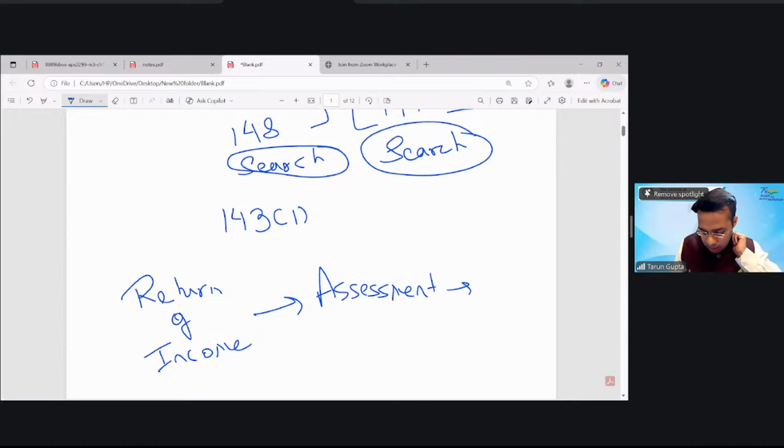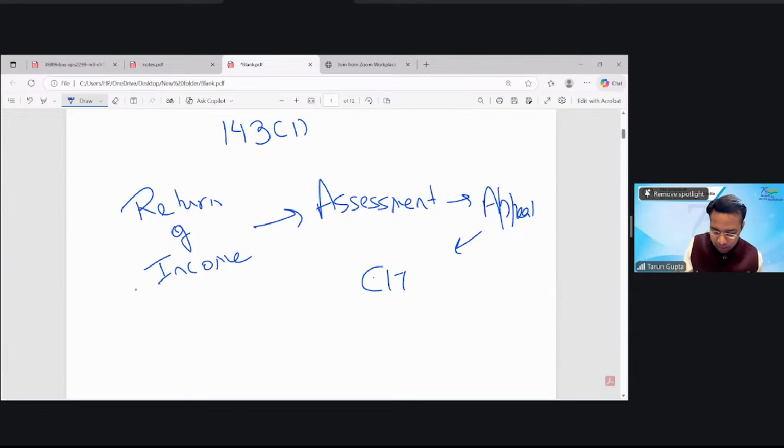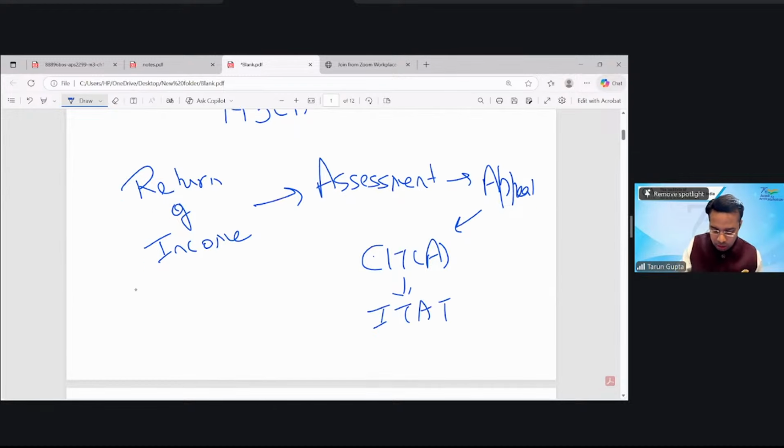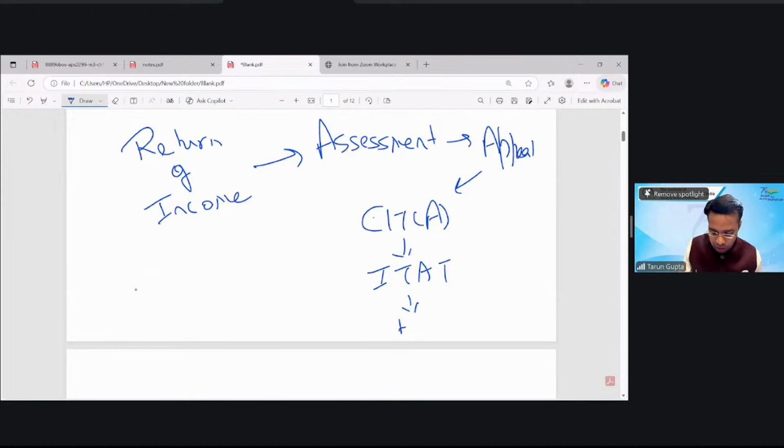Then, if the assessee is not happy with the assessment order, is aggrieved by the assessment order, then he can file an appeal. There are multiple hierarchies where the appeal can be filed. The first appeal is filed to the CIT appeal, Commissioner of Income Tax appeal. Then, against the order of the Commissioner of Income Tax appeal, an appeal is filed before the ITAT. Then to the High Court, and then to the Supreme Court.